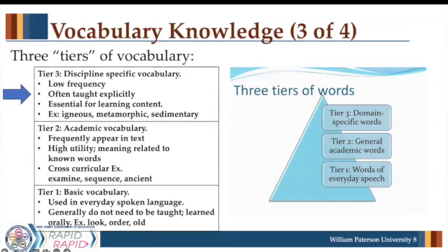And last are our tier three words. These are words that we might not understand the concept behind, and these often have to be explicitly taught. They're essential for understanding the content area. So these are three different types of rocks.